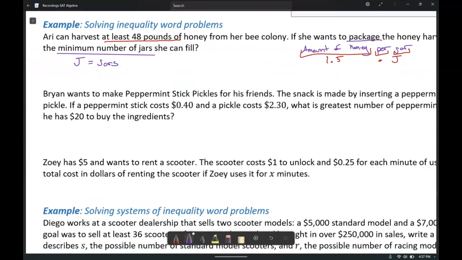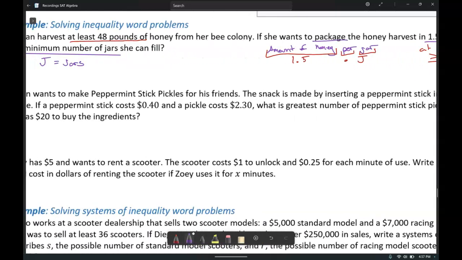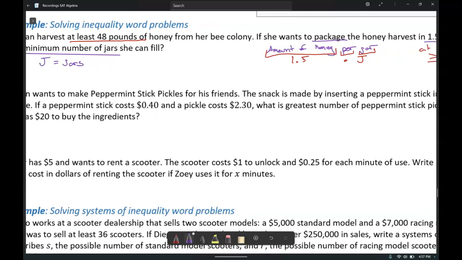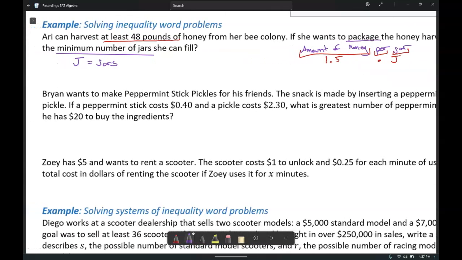Brian wants to make peppermint stick pickles for his friends. The snack was made by inserting peppermint sticks into the middle of a pickle. If a peppermint stick costs 40 cents and a pickle costs $2.30, what is the greatest number of peppermint stick pickles Brian can make if he has $20 to buy the ingredients?